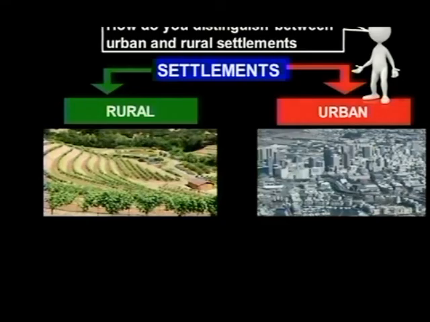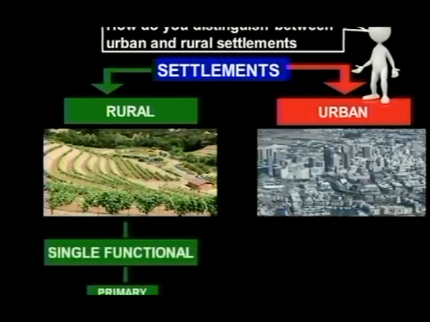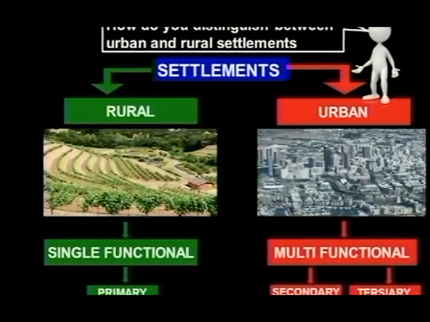Now, let's just have a look at this. Here we've got our rural settlements here and our urban settlements on that side. Now, how do I know if a settlement is rural or urban? Let's have a look at this. Firstly, your rural settlement is single function, and we have our primary activities there. The urban settlement is multifunctional, with secondary and tertiary activities.